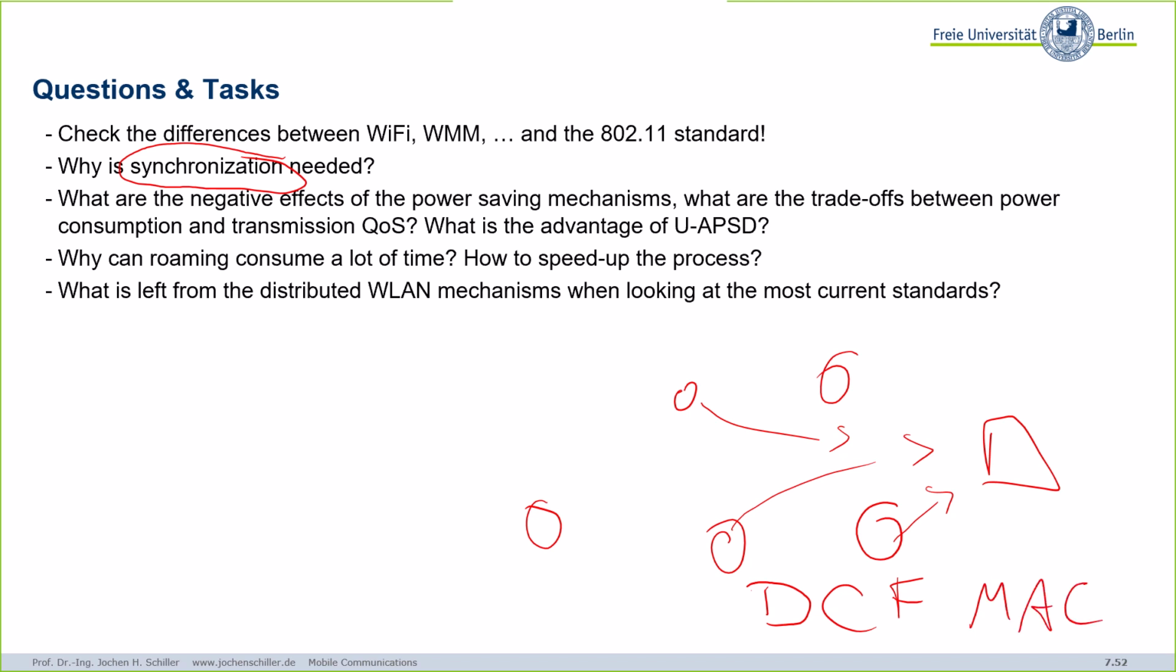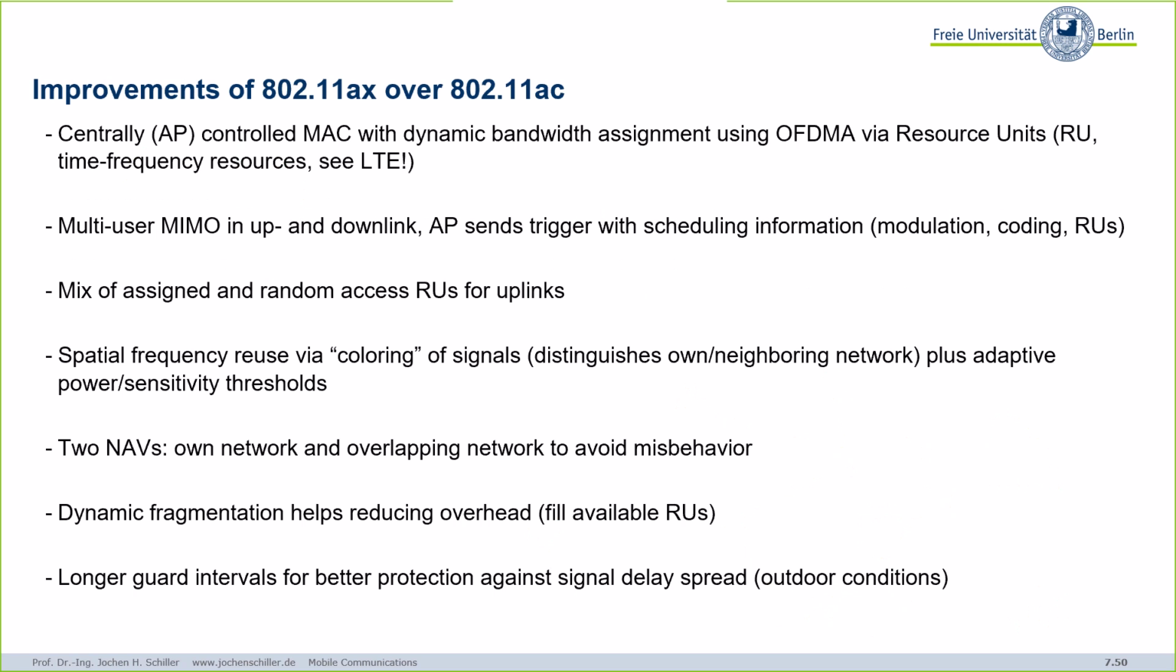And then we added some quality of service by using different waiting times. And now we have this 11ax system. If you look at this, what is really left from these more distributed mechanisms? Is this really the old wireless LAN anymore? This is rather something to think about.